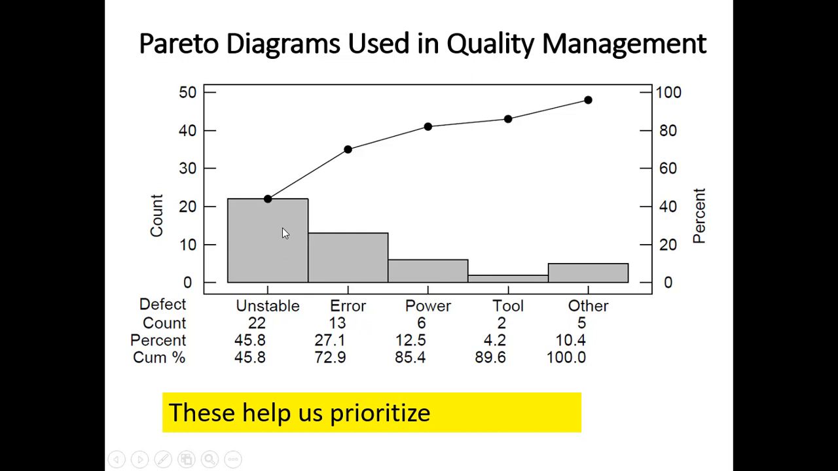And then you have another graph that uses this secondary vertical axis. This tells you the percent of all defects that you have so far. So this unstable cause accounts for 45.8% of the total number of defects. Up here, we now have the number of defects combined, so I would have the 45.8 plus 27.1, that gives us 72.9, and so on. And as we get to the end, we'll reach 100%.